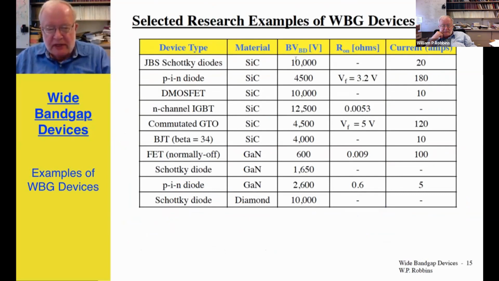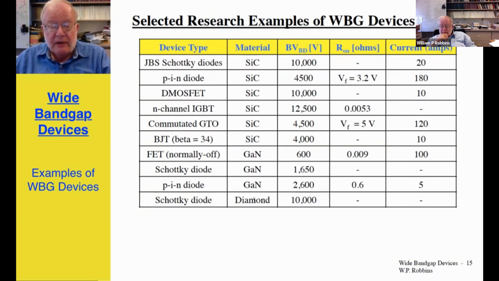Junction barrier Schottky diodes at 10,000 volts, a PIN diode at 4,500 volts, 180 amps, 3.2 forward voltage, a vertical MOSFET at 10,000 volts, 10 amps, an N-channel IGBT at 12,500 volts, on-state resistance of 5.3 milliohms, a commutated GTO at 4,500 volts, 120 amps, a bipolar junction transistor in silicon carbide at 4,000 volts and 10 amps, a normally off JFET in gallium nitride, 100 amps at 600 volts and 9 milliohms, and you can read the rest.